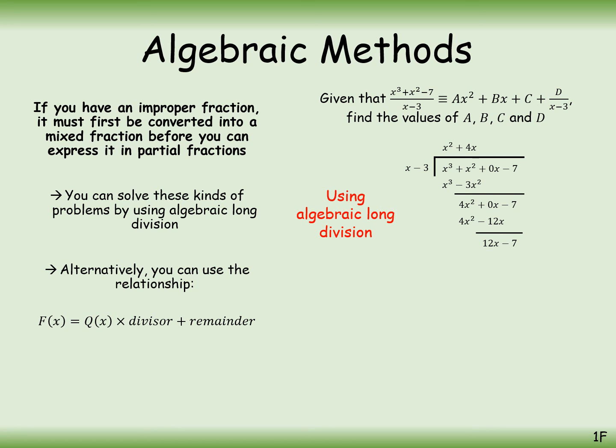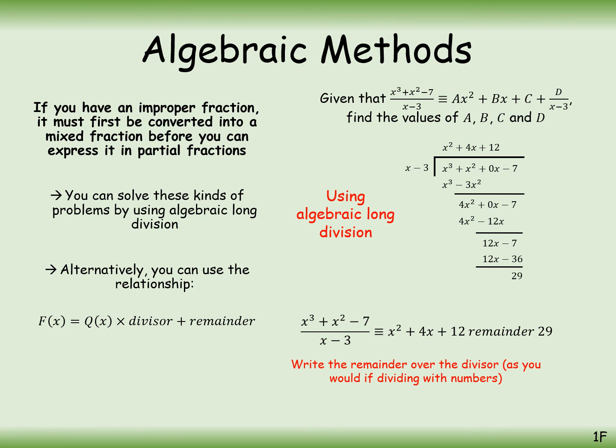Now you would have learned more of this in the AS maths. So what we say is we got another remainder. We could multiply with another 12. So 12 times x minus 3, so 12x minus 36. Now if you take them away, minus 7 minus 36 equals to 29. So a remainder would be 29. So what we could say is x cubed plus x squared minus 7 all over x minus 3 is identical to x squared plus 4x plus 12, remainder 29. So we could alternatively write this as x squared plus 4x plus 12 plus 29 over x minus 3.